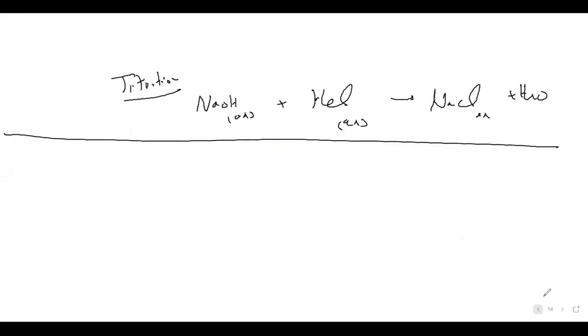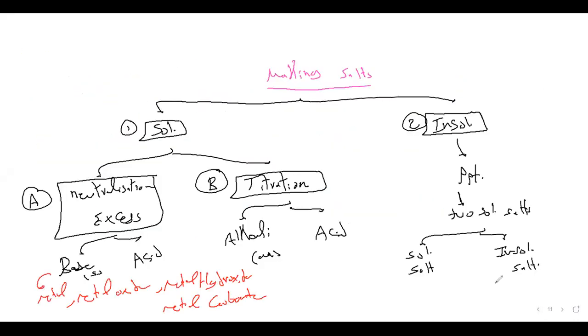So this is for making salts. For making soluble salts, we have neutralization or excess, formed between a base, which is a solid metal, metal oxide, metal hydroxide, or metal carbonate, with an acid. Titration, reacting alkali and acid, both aqueous. Precipitation, two soluble salts mixing together to form a soluble salt and an insoluble salt. If we need to obtain the soluble salt, by crystallization; the insoluble salt is washed and dried.